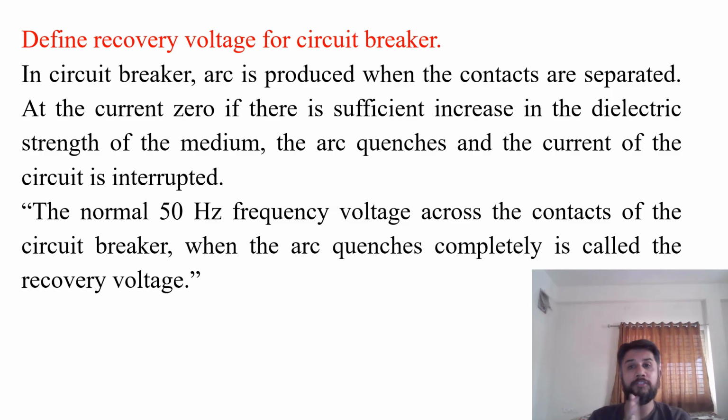Define recovery voltage for circuit breaker. In a circuit breaker, the arc is produced when the contacts are separated at the current zero. If there is sufficient increase in the dielectric strength of the medium, the arc quenches and the current of the circuit is interrupted. The normal 50 Hz frequency voltage across the contacts of the circuit breaker when the arc quenches completely is called the recovery voltage.